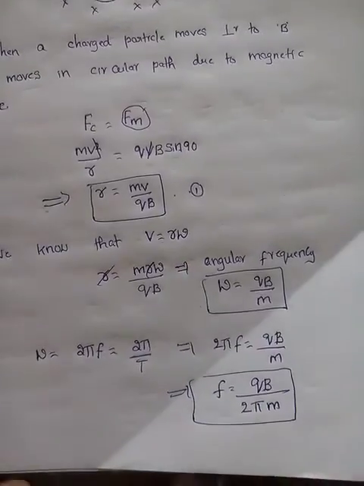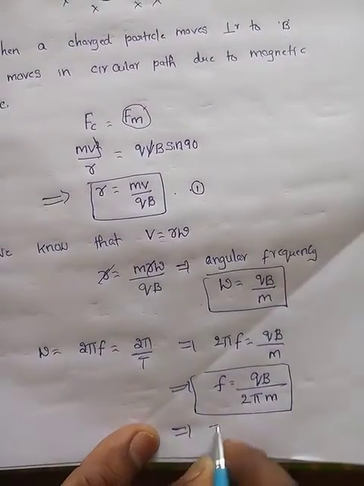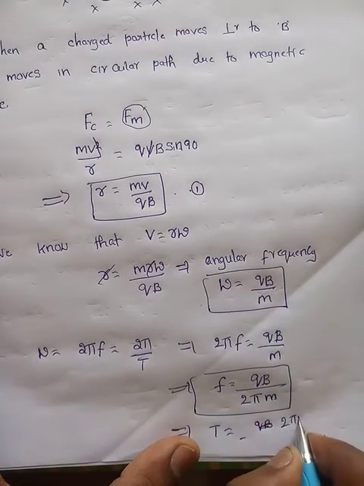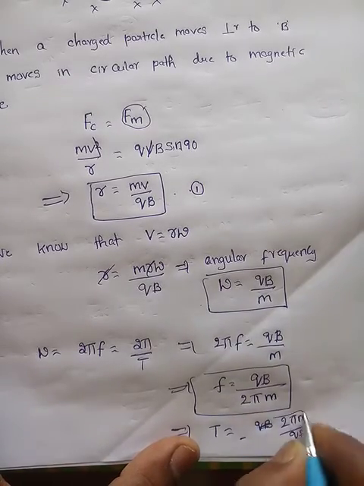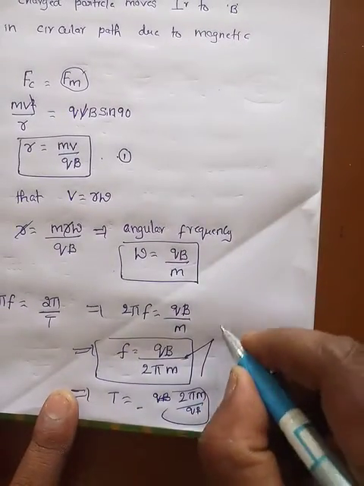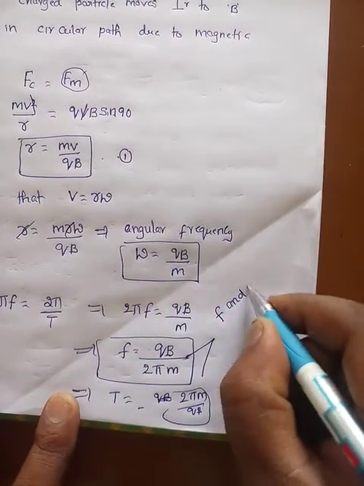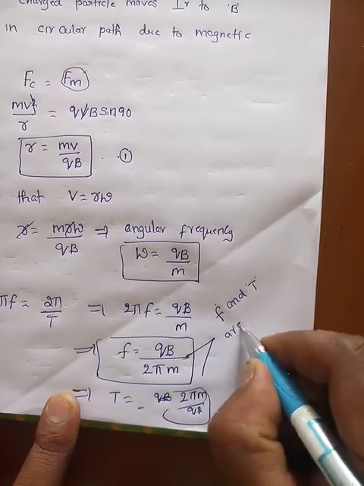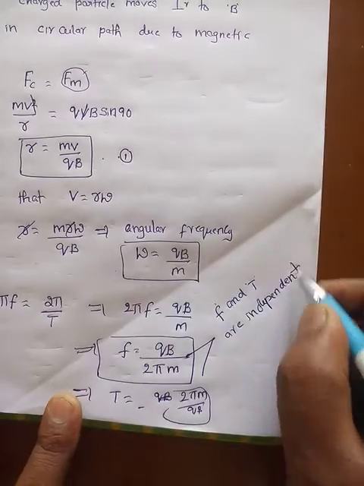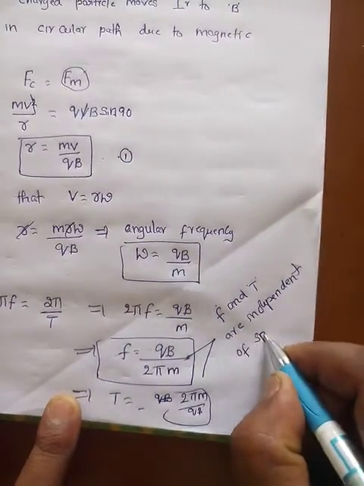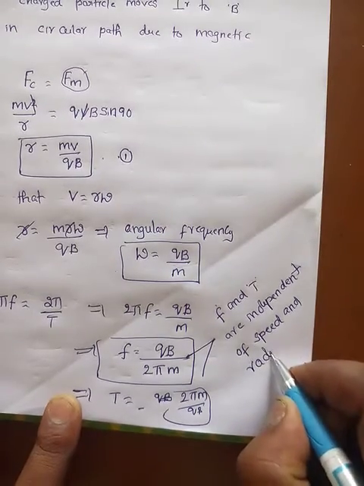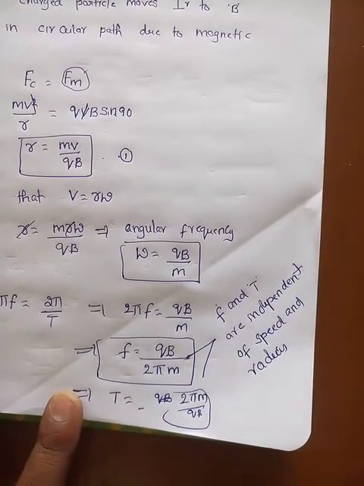So here we know the relation between f and T. From this, T is equal to, sorry, reverse it, 2 pi m by qB. So what things do we observe here? f and T are, a very important point, independent of speed and radius. f and T are independent of what? Speed and radius.